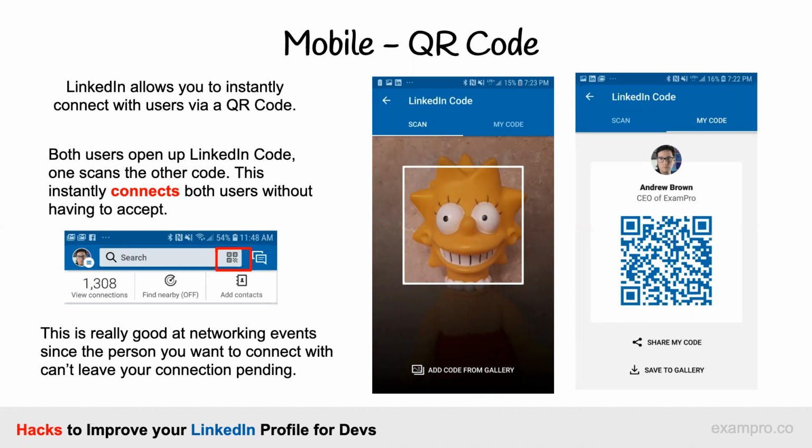The cool part about it is that it instantly connects. There's no pending or waiting. If you meet someone and they might be hesitant to connect with you, they might leave you in pending. But if you use the QR code, you're in the door, okay?